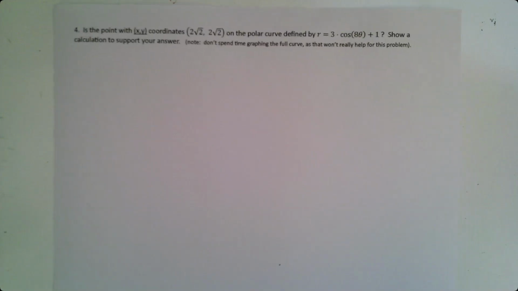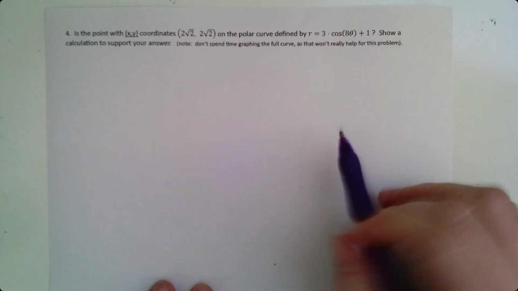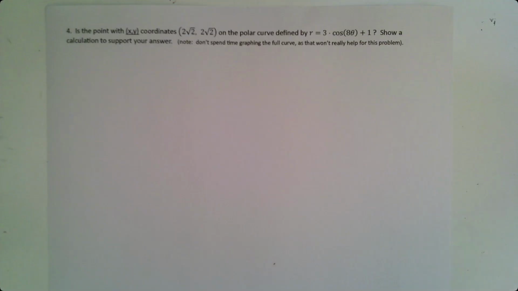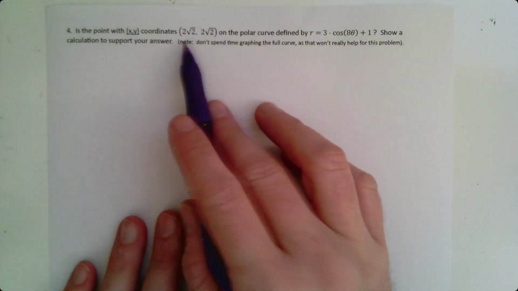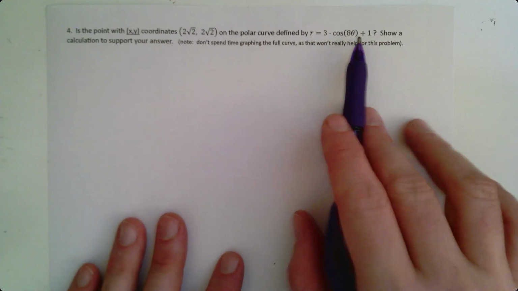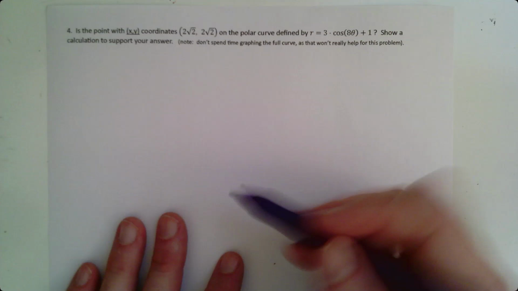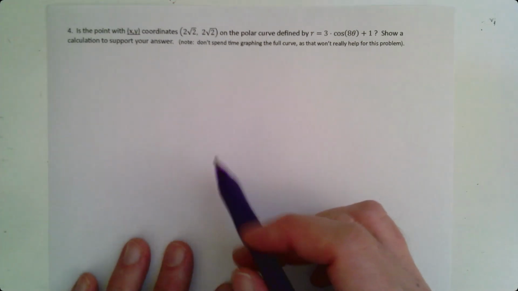So is the point with xy coordinates 2 root 2, 2 root 2 on the polar curve defined by this thing? Okay, so let's think about what makes this hard to think about. I've got a point with xy coordinates, and I have this polar equation that I'm not really sure what it looks like. So it's not obvious how I would tell what's on what. So I'm going to start noticing things.